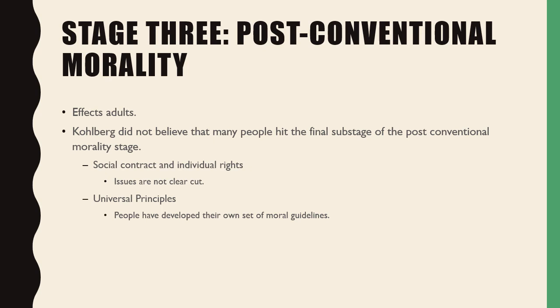The final substage is the universal principles substage. In this situation, people have grown and developed their own set of moral guidelines. Now, Kohlberg did not believe many people actually ever hit this stage. In this stage, people are willing to fight for what they believe in. But to do more than just argue it, they're willing to go out and actually be imprisoned or, for example, find disapproval within society because they supported a particular idea.